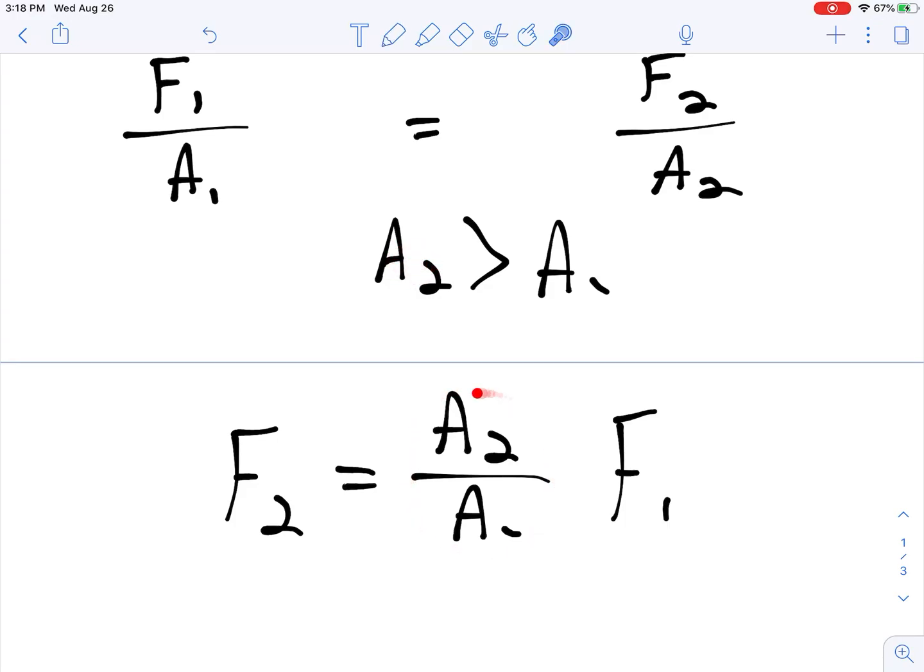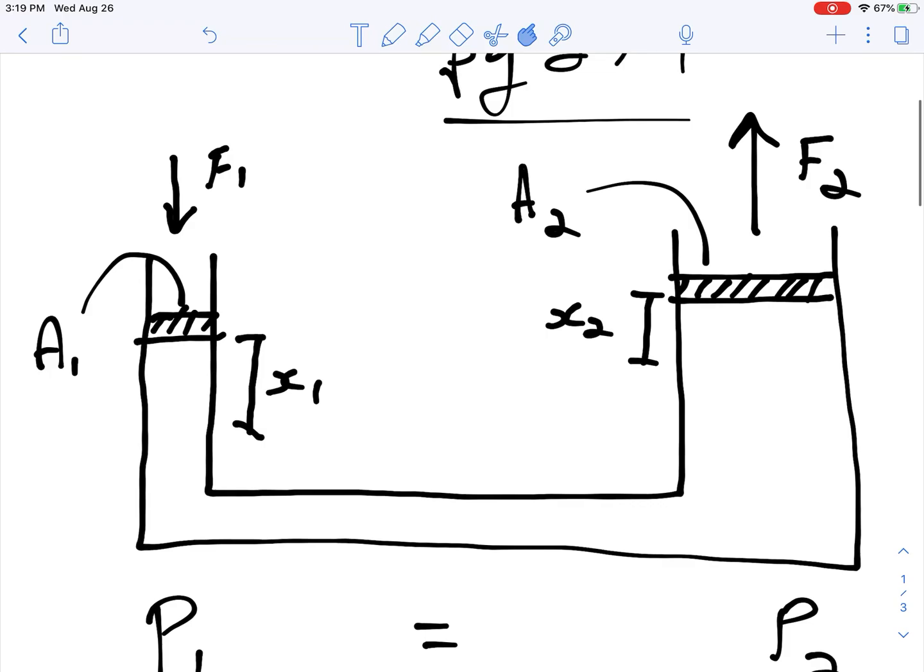A2 is bigger, so this ratio right here is greater than 1. So force 2 is equal to a number bigger than 1 times force 1. In other words, F2 will be greater than F1. I have achieved some amount of mechanical advantage. The force at the big piston is going to be bigger than the force at the little piston.